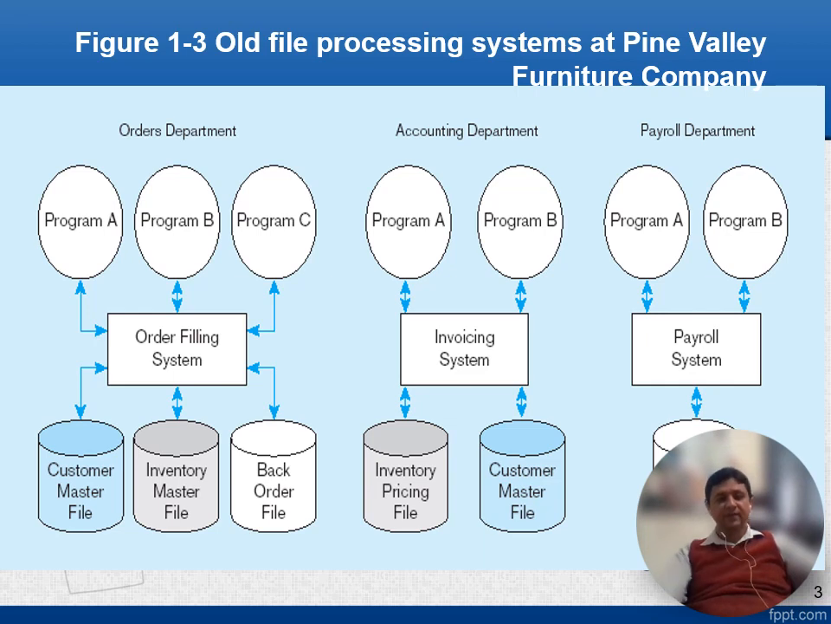In this example, you can see that there are 3 different software systems, and there are some programs which are associated with these systems. And you can see that there is duplication of data. You can see that this customer master file is here, and this customer master file is in the invoicing system as well. So the file is here and the same file is here. So this is basically duplication of data.